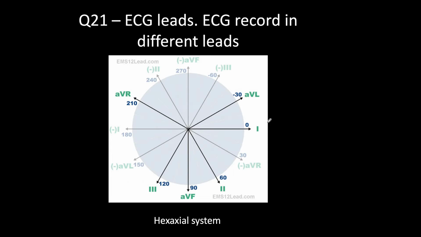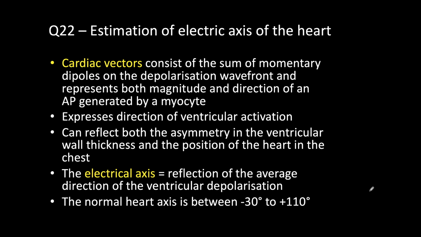It's the hexaxial system, as I said. It's very important to know these values, of course. aVR is minus 150 or 210. It's 60, 120. It's very important to know these. Alright, so again, cardiac vectors, very important to memorize this.